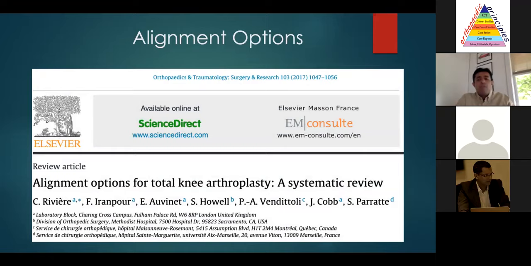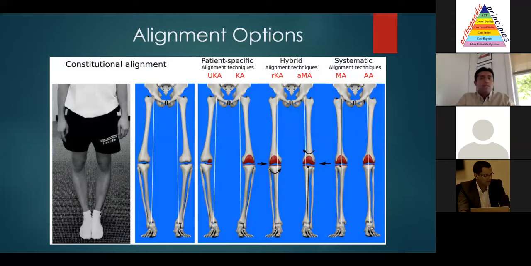And this is a wonderful review paper published by a close friend of mine, who's the first author, Charles Rivière. Charles is a French trained surgeon who now works in London. And he presented this very nice schematic, which shows you the various different alignment options.